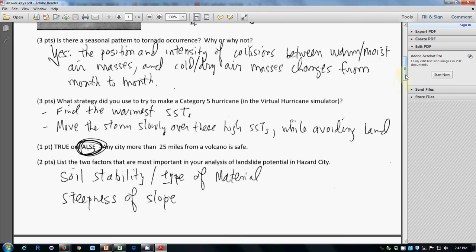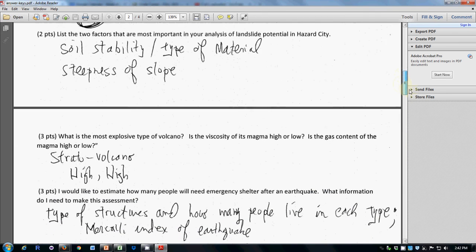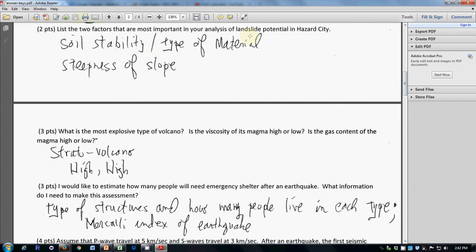For the next question, two factors that are important in landslide potential, I did note that I was looking for answers in which I specified your analysis of landslides in Hazard City. In that particular exercise the factors were simplified and reduced to two: soil stability and the type of material, and the other factor was how steep the slope is.